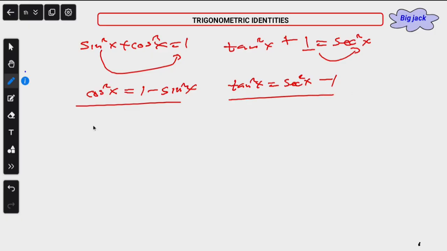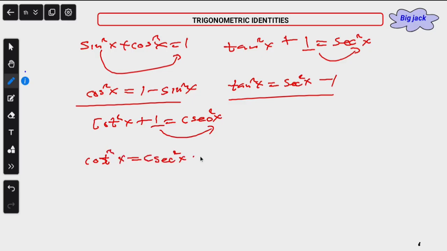Then the last one, we have cotangent squared x plus 1, which is going to be equal to cosecant squared x. If you take this one here to the other side, what are you going to have? Cotangent squared x is going to be equal to cosecant squared x minus 1. Yeah, this is also another application that you need to know.